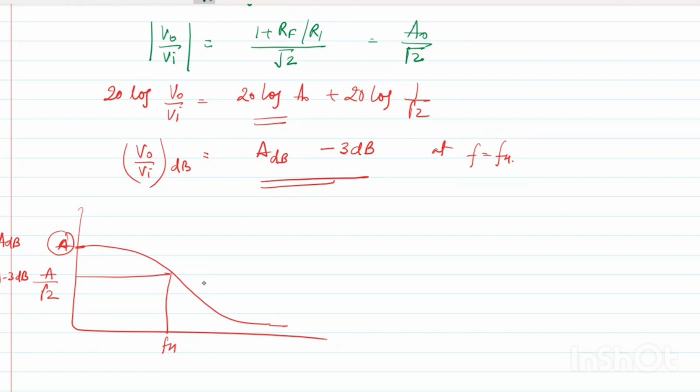Also we have seen that this is a single first order filter, so its slope will be -20 dB per decade. I taught you roll off. So if the order of the filter is 1, the slope will be -20 dB per decade. If the order is 2, the slope will be -40 dB per decade. Any doubts?